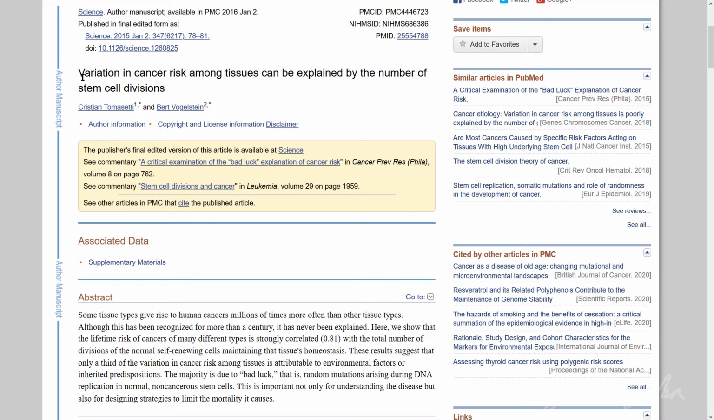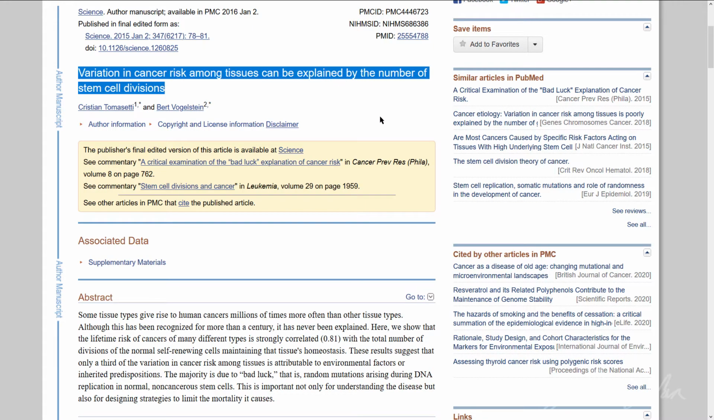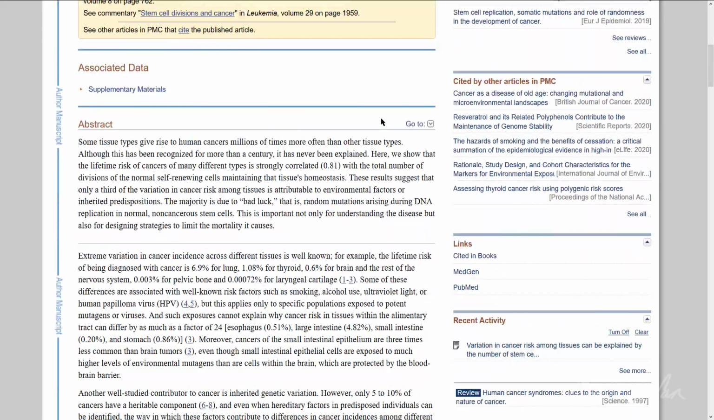If you have read this journal article, "Variation in cancer risk among tissues can be explained by the number of stem cell divisions," it might lead you to think that cancer is not caused by our lifestyle, but rather the number of times the cell divides, and hence it is down to our bad luck or genetics.